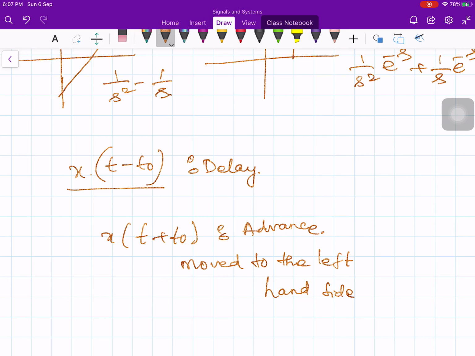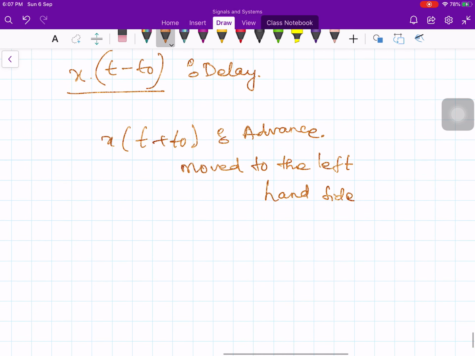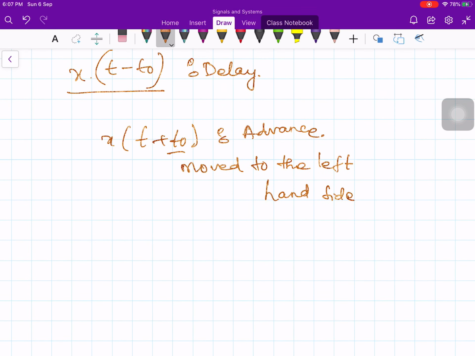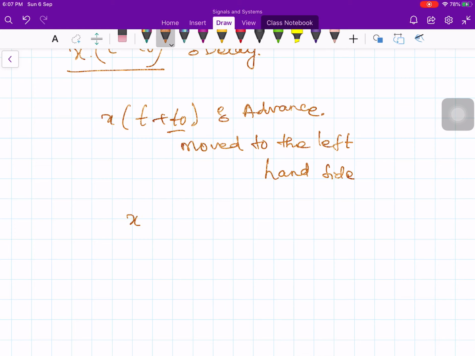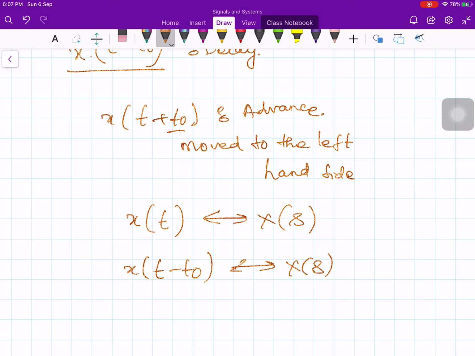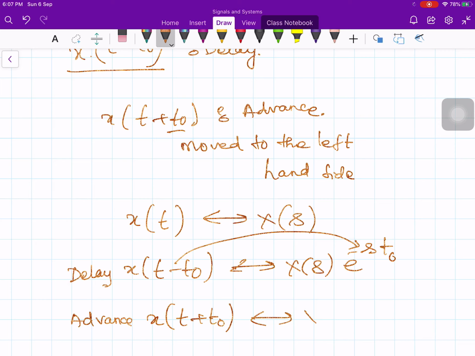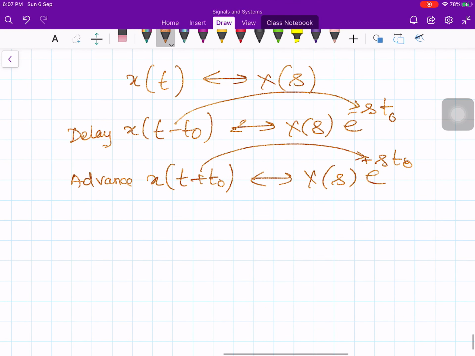Suppose you have a function x of t and you advance it by an amount t naught. Then what is the Laplace transform of this? If x of t has Laplace transform X of s, and you delay by t naught seconds, then it is X of s multiplied by e to the minus s t naught. This is delay. Now if you advance, then x of t plus t naught has Laplace transform X of s times e to the plus s t naught. The plus sign will come. Now one can ask a question, is it correct?